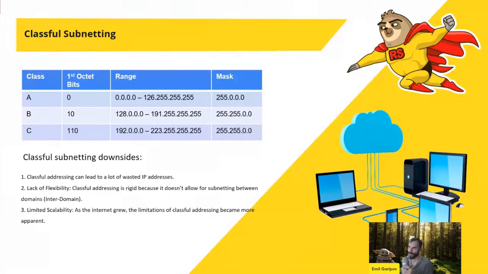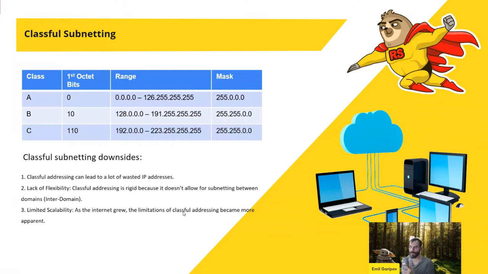And this kind of subnetting, as you can see, has several downsides. First of all, classful addressing leads to a lot of wasted IP addresses. You cannot use these addresses flexibly, and classful addressing is rigid and doesn't allow for subnetting between different domains. Next, it has limited scalability. As the internet grew, the limitations of classful addressing became more and more apparent.